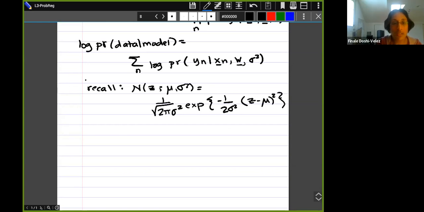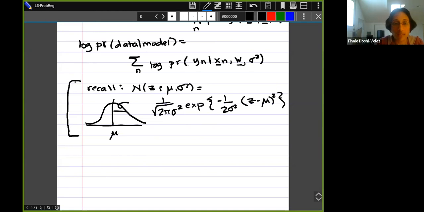So this is just review of what a Gaussian variable looks like. It's in your math review as well, in the section 0 notes. Here's your Gaussian centered at mu, and the sigma tells you how wide it is. So that's just our little review, our detour. Now let's get back to our main derivation.